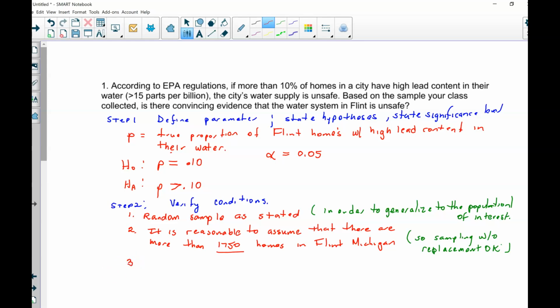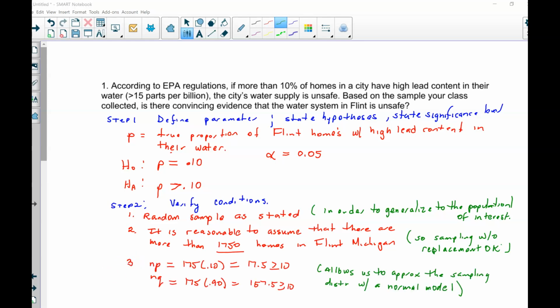And the third condition is the large counts condition, but be careful. What I'm saying, be careful, is in this condition, it's important that you use the right p. You are to use, when you're dealing with hypothesis testing, the population proportion, p, not like the confidence interval where you use p hat. Why do you use p and not p hat?